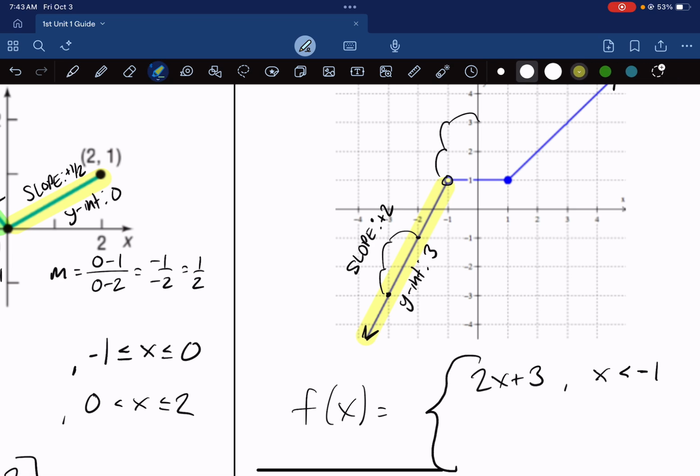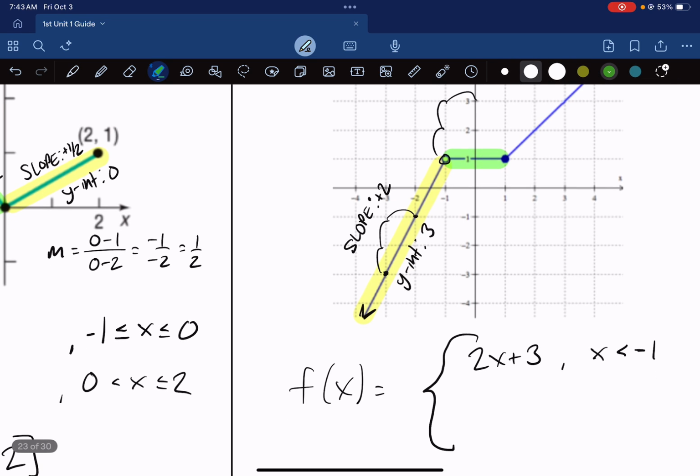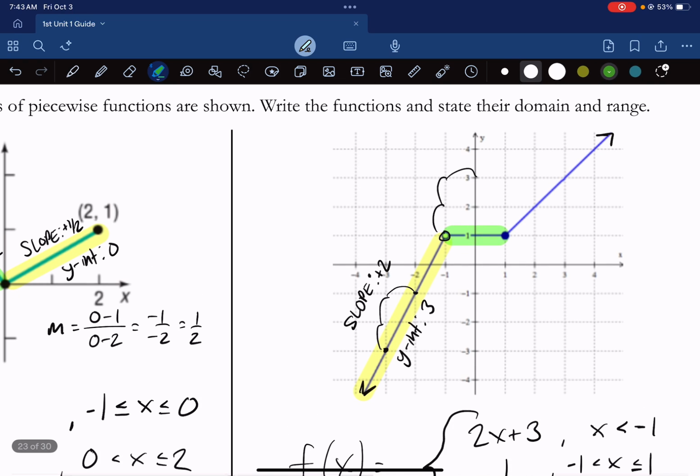All right, so then I'm going to go ahead to my next piece, right here. This is just that nice line, y equals 1, so it just follows the rule 1. And now I need to define it for its domain. It starts at -1, not inclusive, and then it goes up to +1, and it is defined at +1 because of that closed circle, so less than or equal to 1. And now I need to do this last piece.